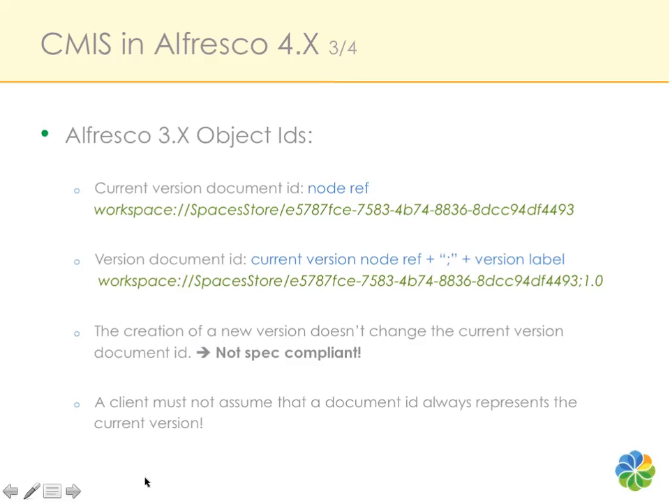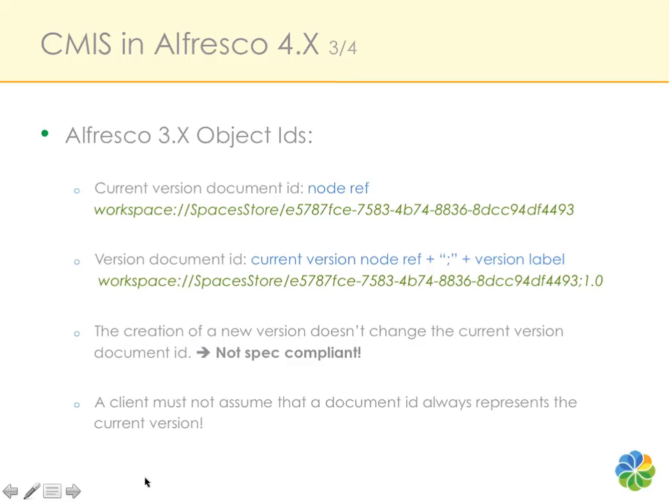If you create a new version, for example, if you check out this document and check it in again, what happens is that the new version gets the old object ID because that's the new document that's behind the original node ref, and the old current version, which hasn't had a version label attached to its object ID, gets a version label. So that's not spec compliant. That's why we are changing it.